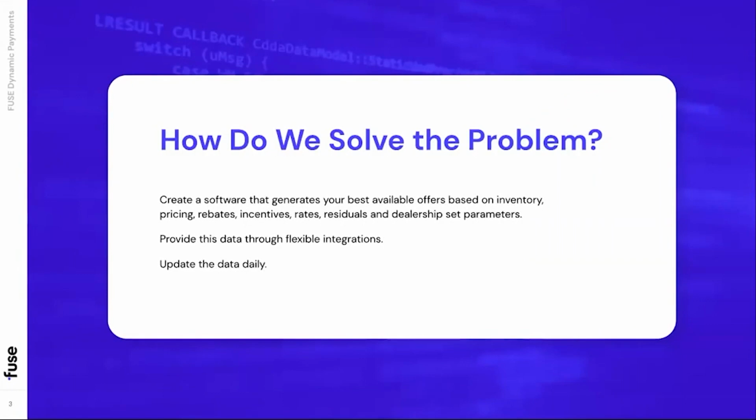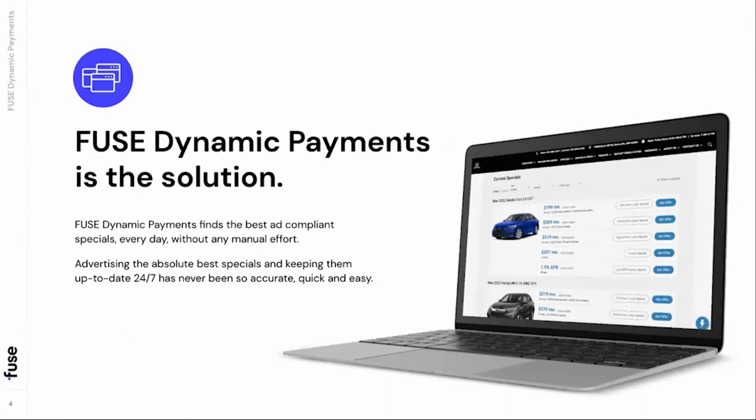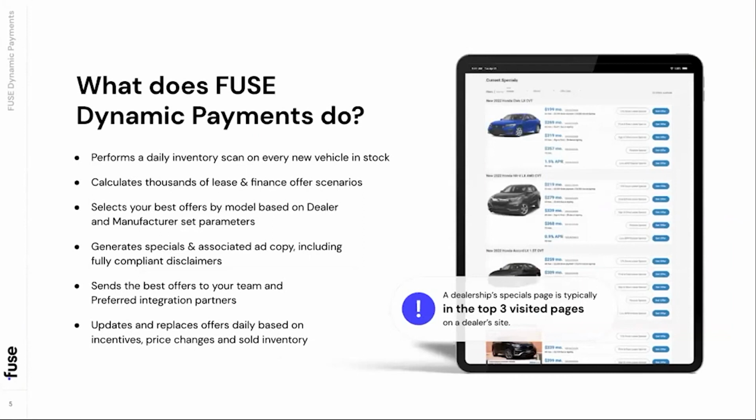We do that by creating software that generates your best offers based on in-stock inventory, available programs, and your pricing and offer strategy. Fuse Dynamic Payments is the solution. It finds the best ad-compliant payments, and it does that every single day without any manual effort. This is all happening automatically in the background. So here's what Fuse does. Every night, it performs a scan of all of your inventory and all of your various bank programs and incentives.